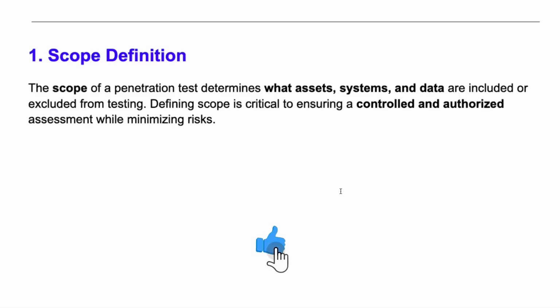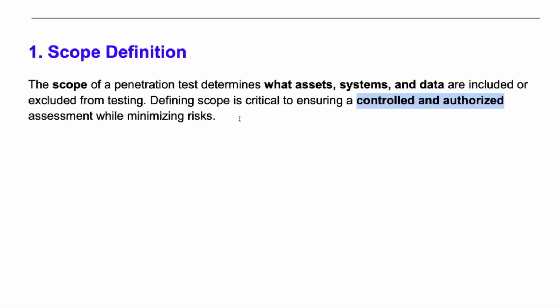All right, the first thing we need to do is define scope. The scope of a pen test determines what assets, systems, and data are included or excluded from testing. It's critical to ensuring that a controlled and authorized assessment is run while minimizing all of the risks. The assets and systems could be anything like a range of devices inside of a specific segment in the network that can be attacked. It could be the various IP addresses. It could be really anything that is the target, right? So the scope is the target.